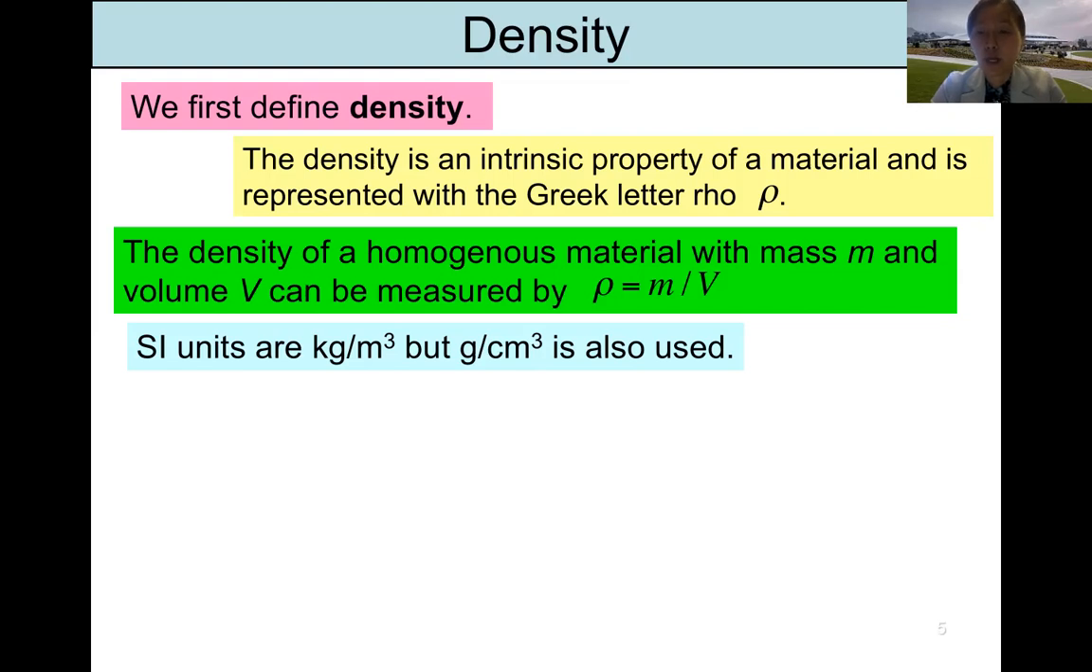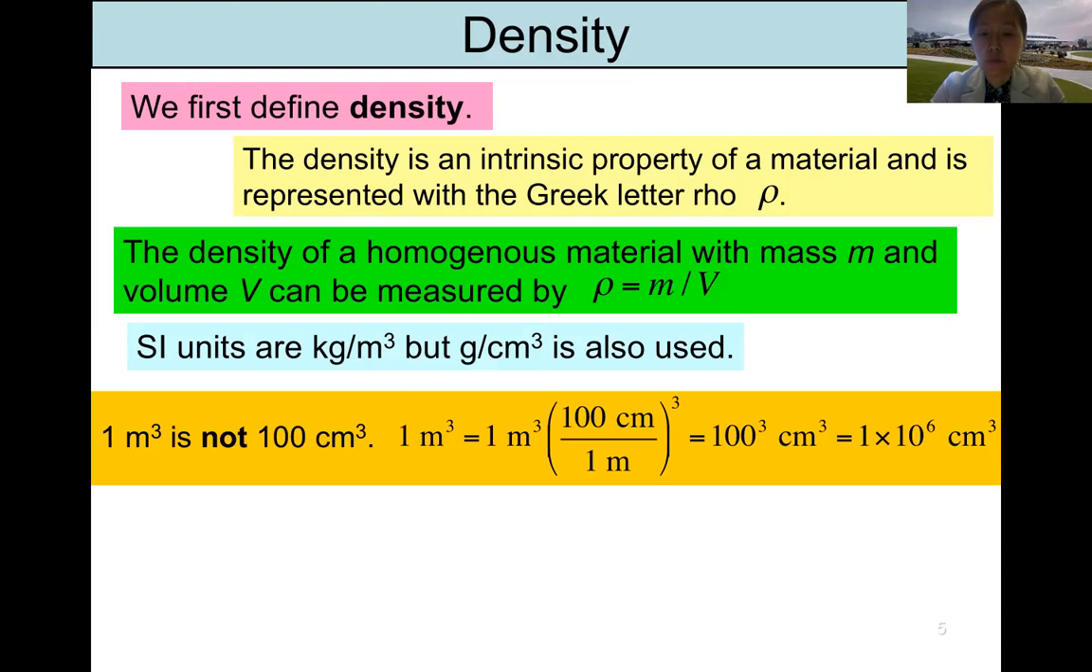If you're using kilograms per meter cubed, what do you get? You get 1,000 kilograms per meter cubed for the density of the water. You can see that 1 kilogram is 1,000 grams, but 1 meter cubed is not 100 centimeters cubed, because it's that dimension to the power of 3. 1 meter is 100 centimeters, but with the power of 3, you get 100 to the power of 3, which is 1,000,000 centimeters cubed contained in 1 meter cubed.